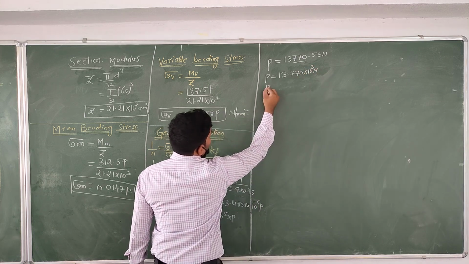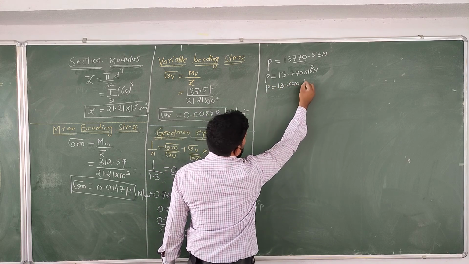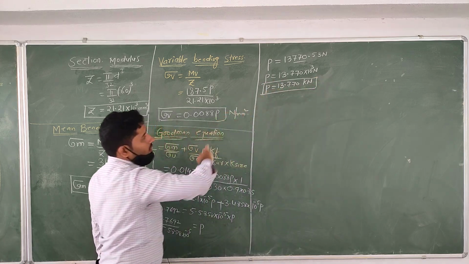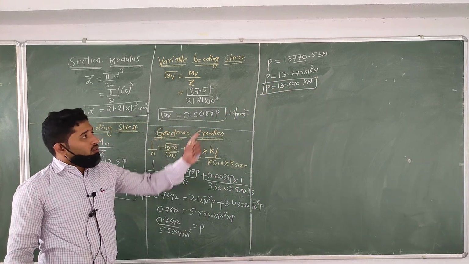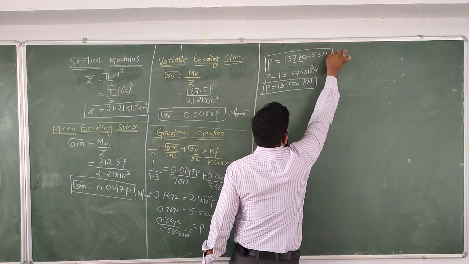Okay dear, P equal to 13.770 kilonewton. Is it right? That is the value of P, how much we got it? 13.770 kilonewton, or you can consider this value. Both are equal. Is it right?